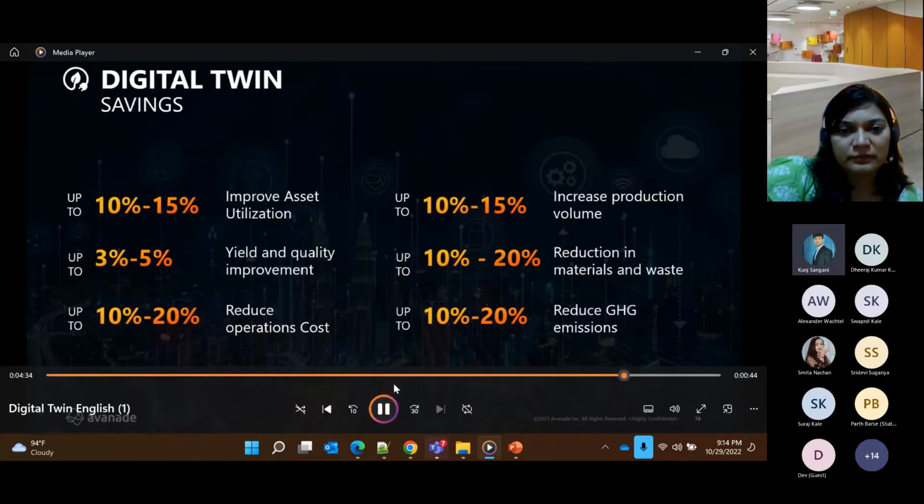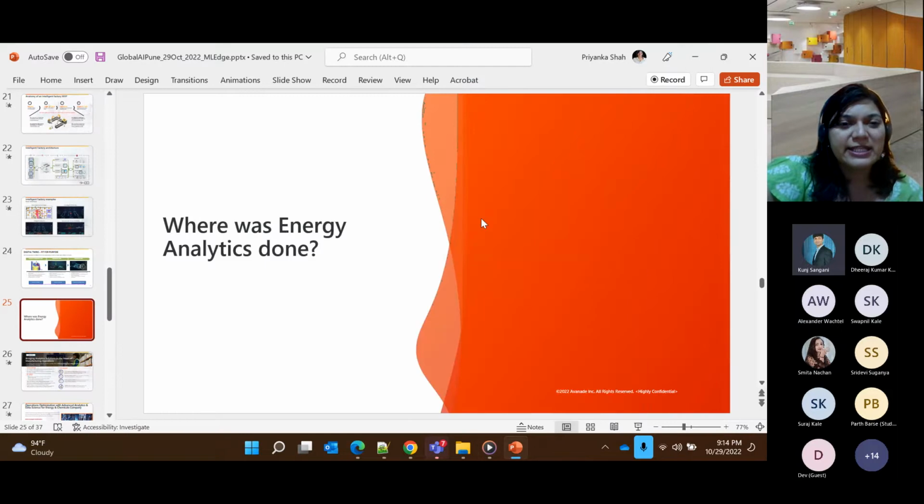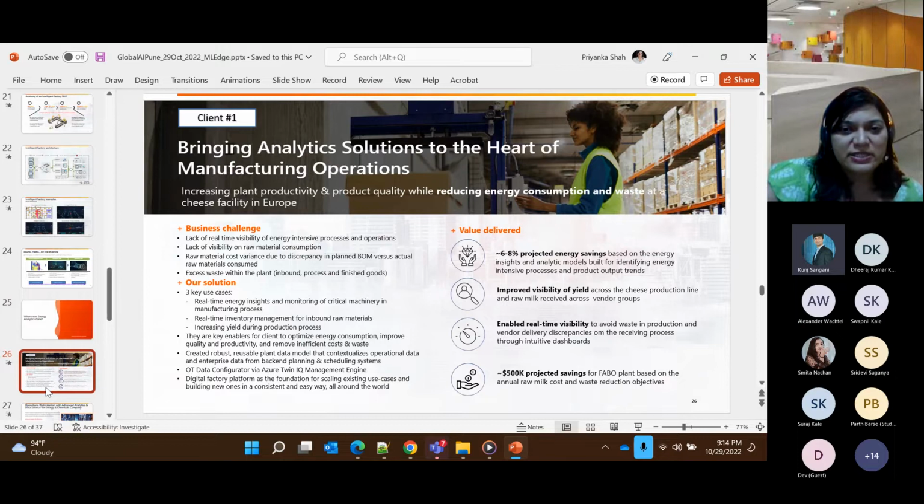As we could see throughout this example, digital twin makes it possible to reach. Yeah, so this is what it is. So this is the demo about connecting each and every part of the ecosystem. So now some examples of where it was done.